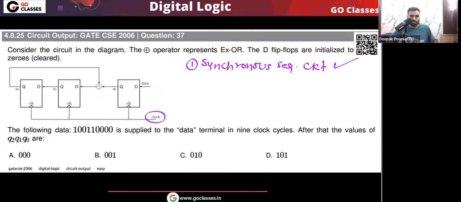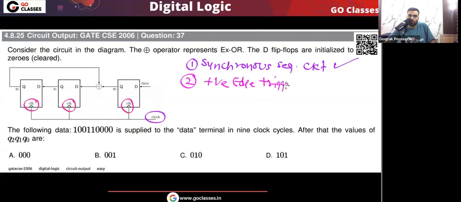The second thing you can notice is that all the flip-flops are positive edge triggered. For this particular question, this does not matter. Basically, this information will not help you, but you can just notice that all the flip-flops are positive edge triggered flip-flops. This symbol means that they are positive edge triggered flip-flops.